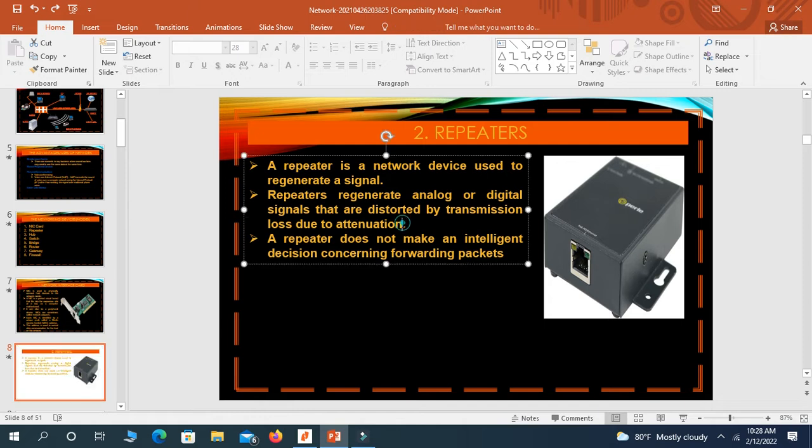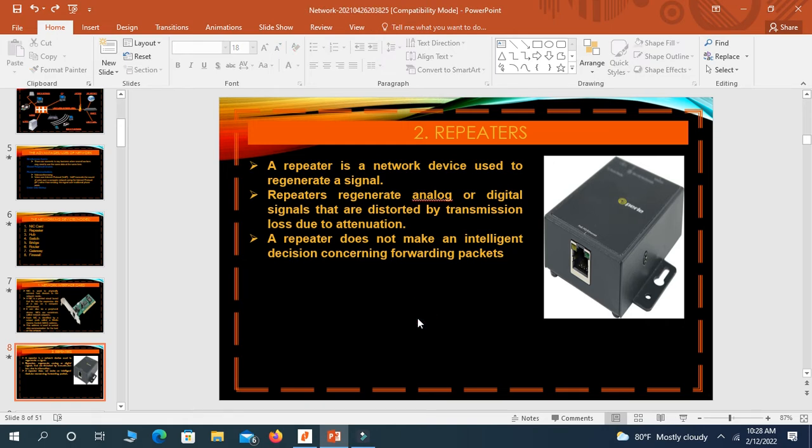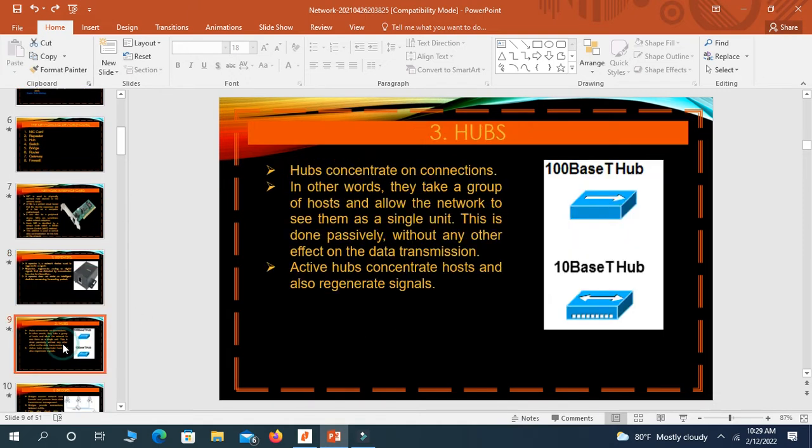So it's your duty to find out what attenuation is. I request you to search that on Google and then tell me what you understand by attenuation. But the main point is this one. Repeaters are usually used for regenerating analog or digital signals that somehow got distorted. So if somebody asks you why repeaters are used, for what purpose, you should say that repeaters are actually used for regeneration of a signal which gets distorted somehow. I hope this is understood. Let's move on to the next one.